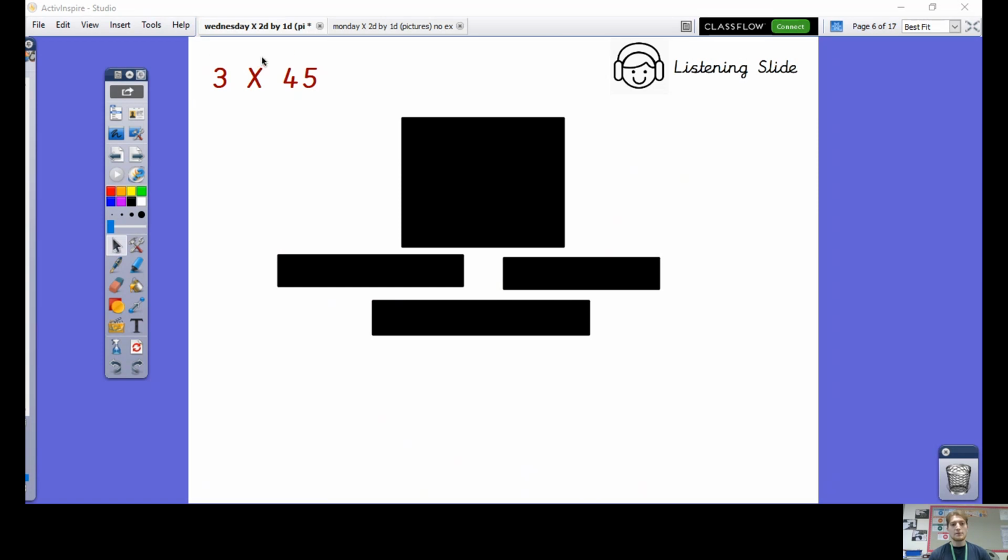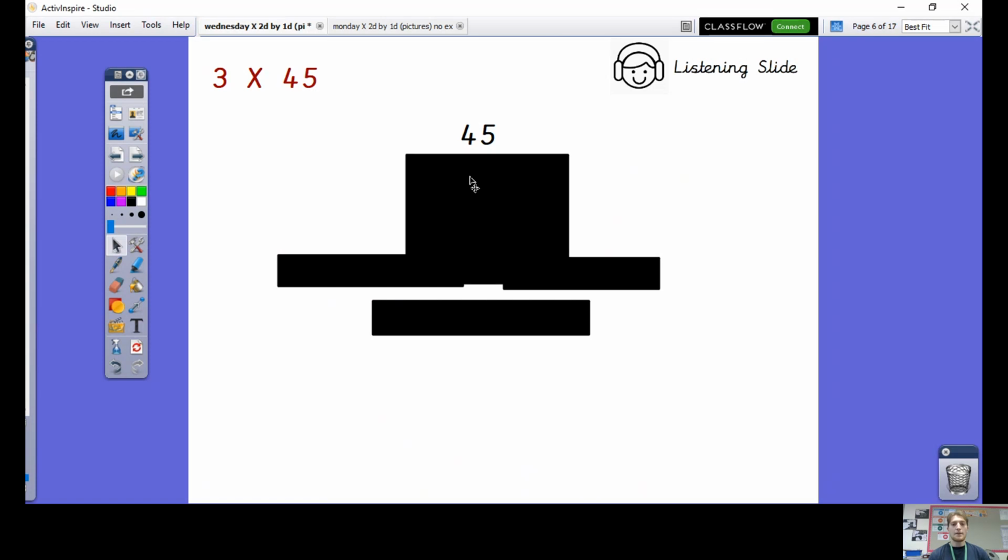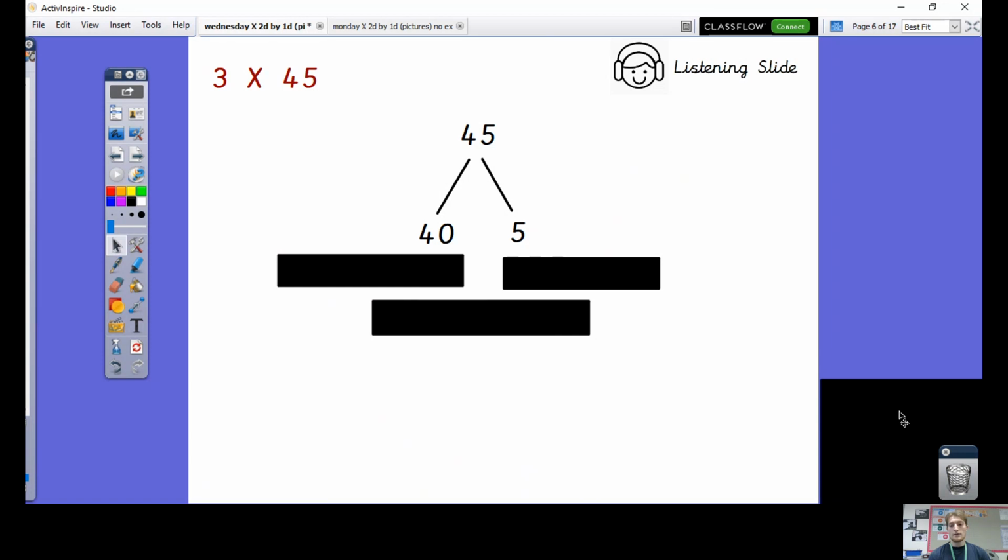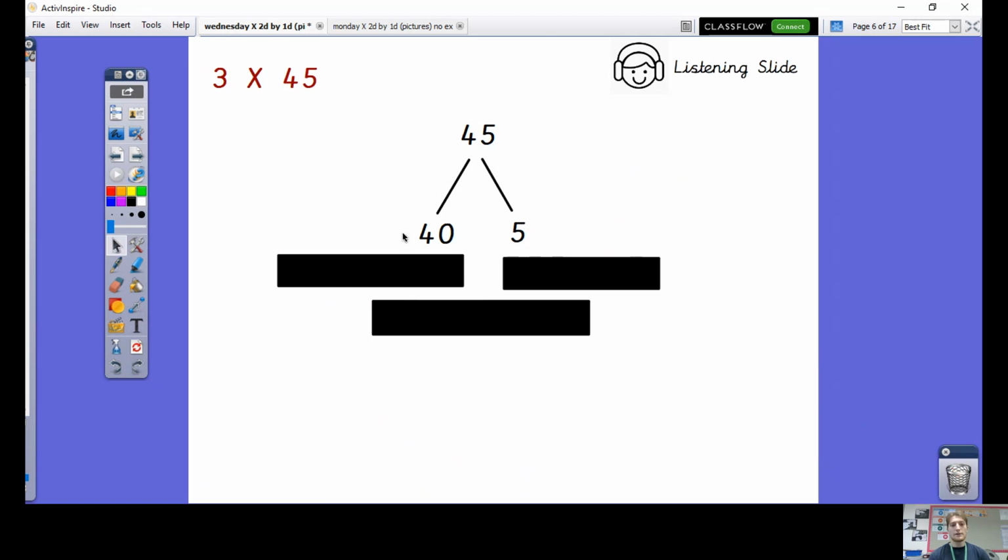So I have 3 times 45 here. What I'm firstly going to do is take the 2-digit number, like I do when I usually partition, which is 45, and then I'm going to split it into its tens and its ones. So I should have it as 40 and 5. So there are 4 tens and 5 ones.